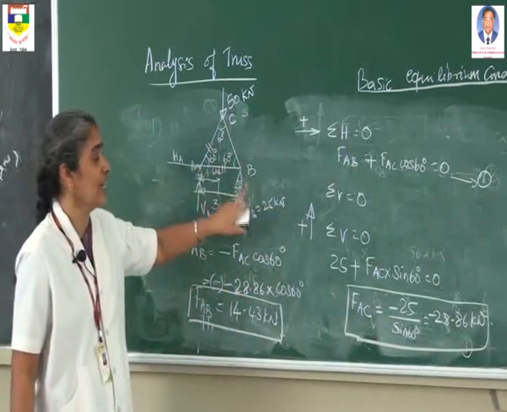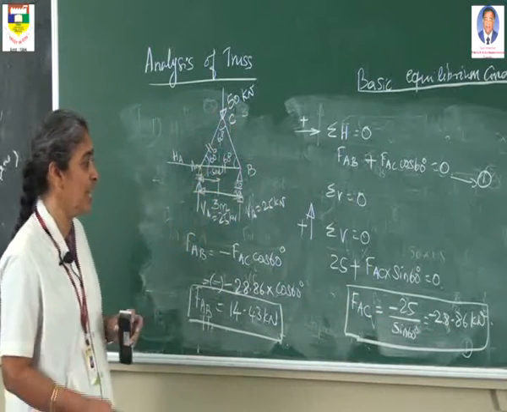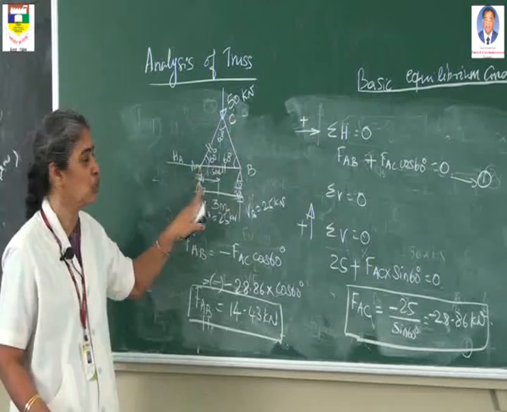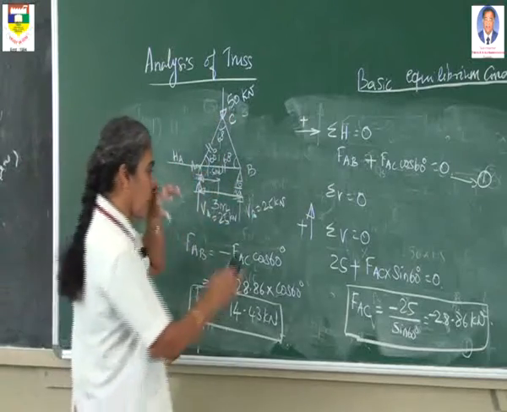Next you have to consider the joint B or joint C. So I am going to consider the joint B. At the joint B, again there are two members meeting. One is AB, another one is BC.